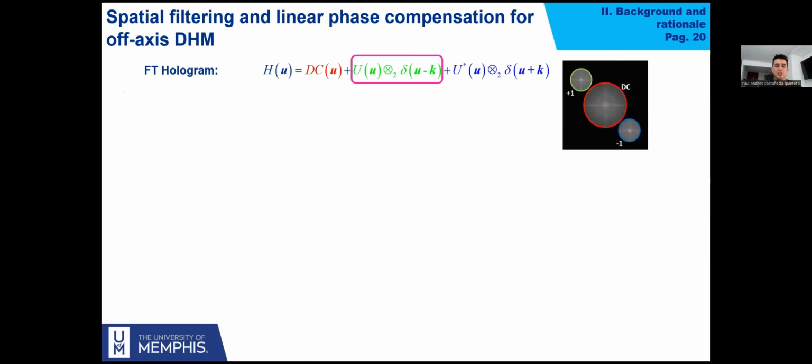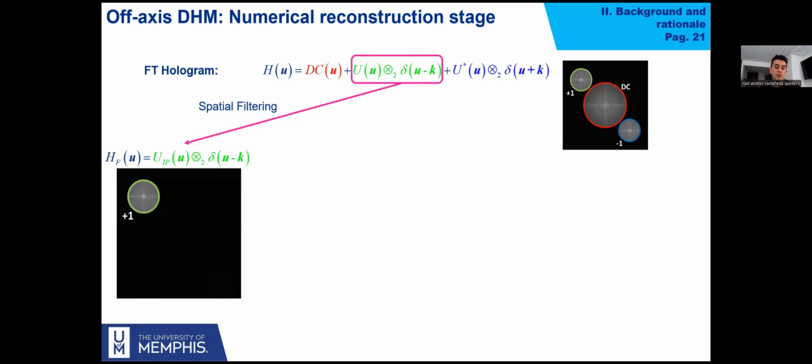So in this dissertation, almost 85% is in off-axis architecture. For this reason, I want to explain the process to obtain the numerical reconstruction. The first step to reconstruct the object in off-axis architecture is to create a spatial filter. The spatial filter basically consists of deleting the DC and the minus one term of the Fourier transform. It's like you create a hologram filter.